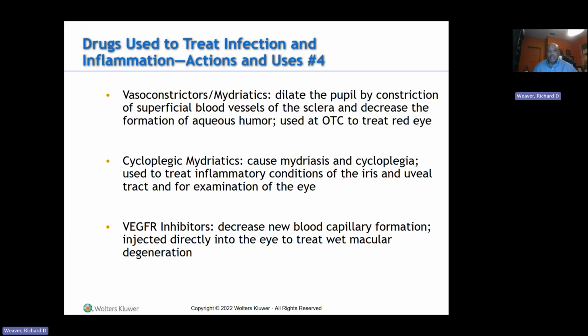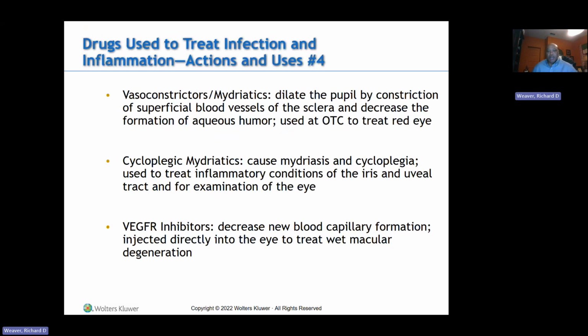All right. So this drug constricts superficial blood vessels of the sclera and decreases the formation of aqueous humor. So if I constrict the blood vessels of the sclera, then there's a decreased production of aqueous humor, and of course that will, in turn, decrease the intraocular pressure. Now, these drugs are used to treat the redness of the eye and are available over the counter in pharmacies as well.